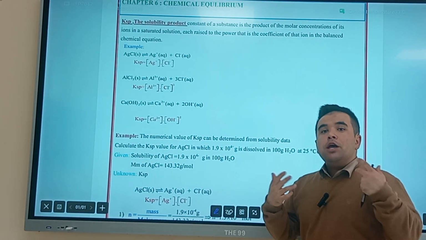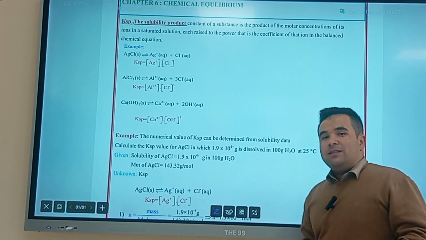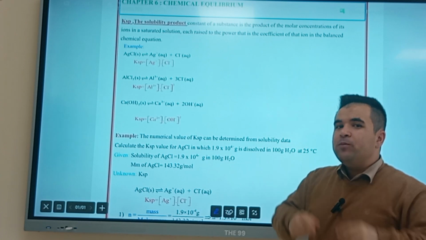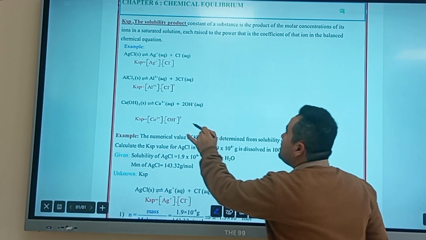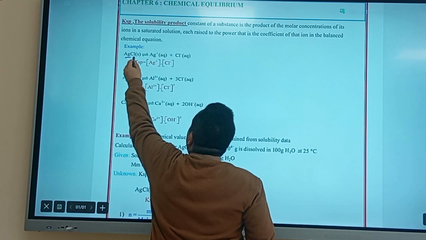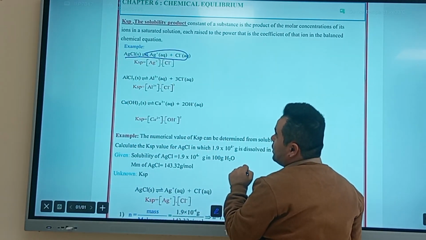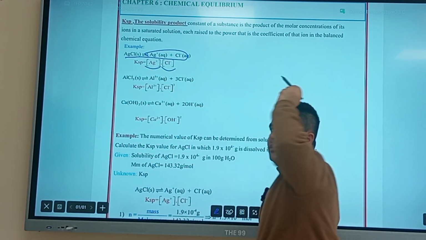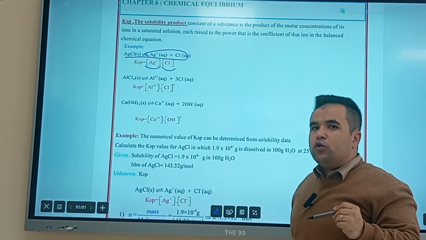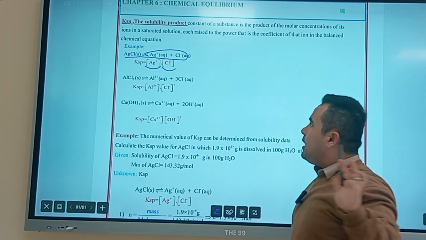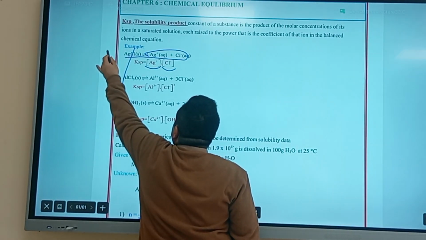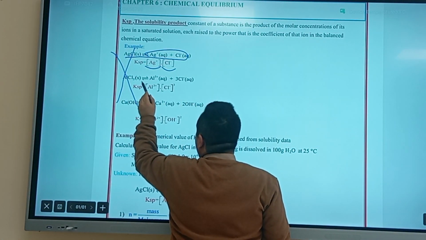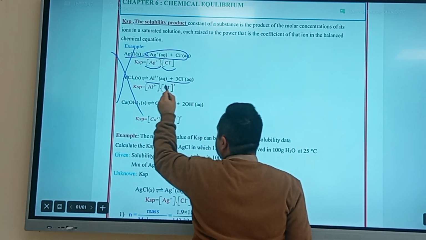Mathematically, how do we write the KSP equation? By taking the concentration of the ions raised to their powers. Let us provide some examples. AgCl forms Ag and Cl. How do we write the KSP equation for AgCl? By multiplying the concentrations of the ions. In the KSP equation, we do not include the salt, the reactant side, in the equation. Another one, aluminum chloride produces aluminum plus 3Cl.